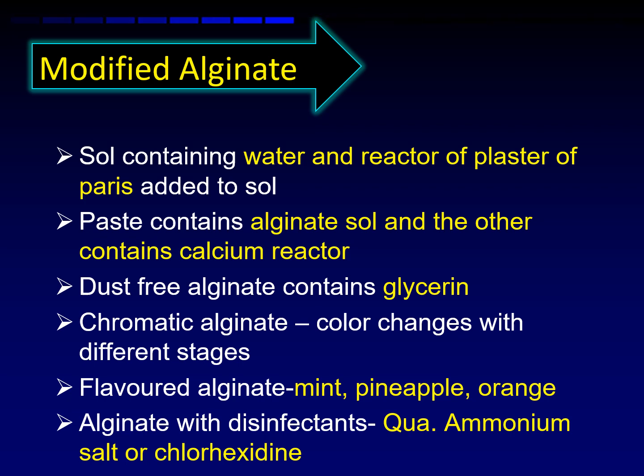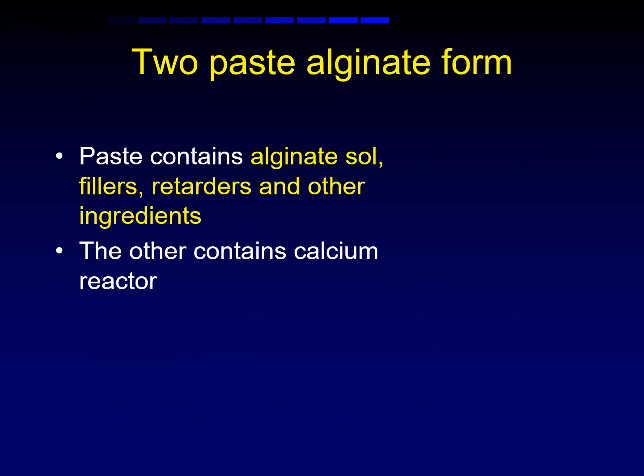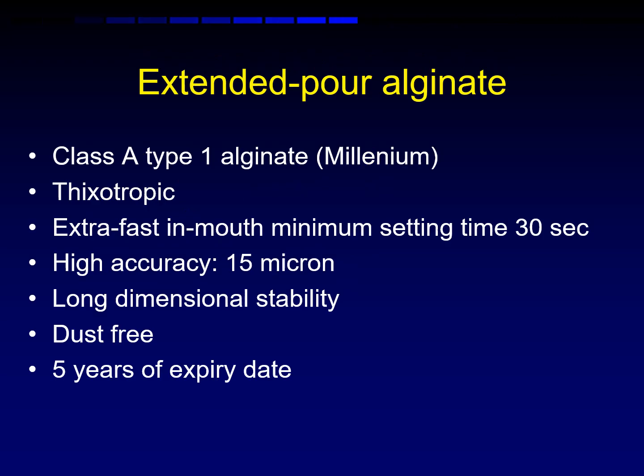Next one is paste form. In this, one paste contains alginate sol and the other contains calcium reactor. The dust-free alginate contains glycerin as one of the ingredients, and the chromatic alginate changes color with different stages. The flavored alginate contains mint, pineapple, orange, and also nowadays alginate is available with disinfecting agent. Let's see each alginate. The two paste form is coming. This paste contains alginate sol, filler, retardants, and other ingredients. The other paste form contains calcium as the reactor.